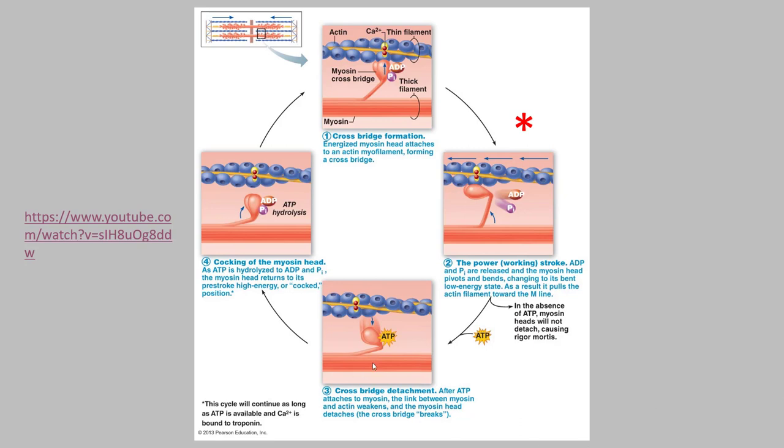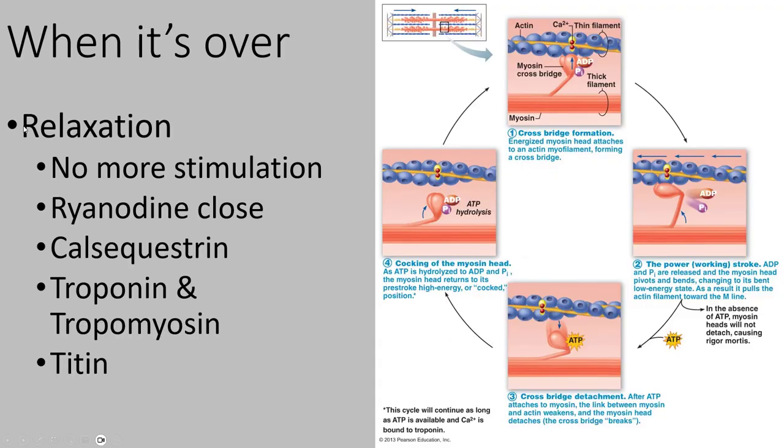Well, we have to first get rid of that calcium. So when the action potential stops coming from the motor neuron, we have no more stimulation. If there's no more stimulation, then those ryanodine receptors, those special calcium channels, close. So calcium stops being put into the muscle cell. There is another type of protein all along the sarcoplasmic reticulum called calsequestrin. Calsequestrin pumps calcium back into the sarcoplasmic reticulum.